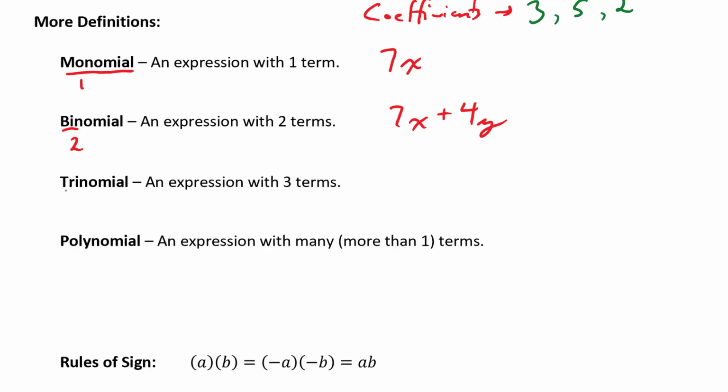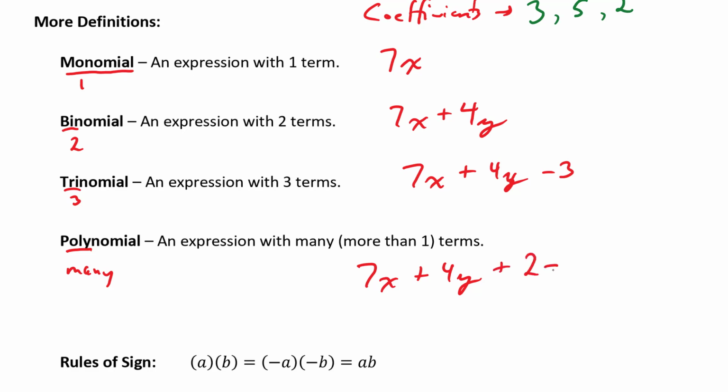We then also can have a trinomial. Tri means 3. Hopefully you understand that. 7x plus 4y minus 3. So this is an expression with 3 terms. Technically, anything with more than one term can be called a polynomial. Poly means many. Something like 7x plus 4y would be a binomial, also a polynomial. We could add 2z in. That would be a polynomial, also a trinomial. And then we can add in minus 3. And this would make this a polynomial.